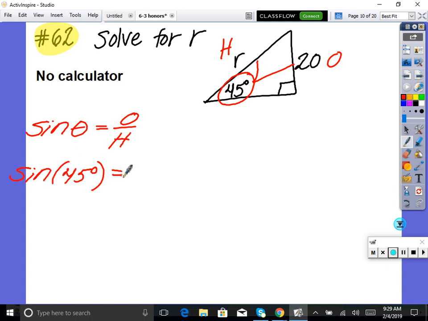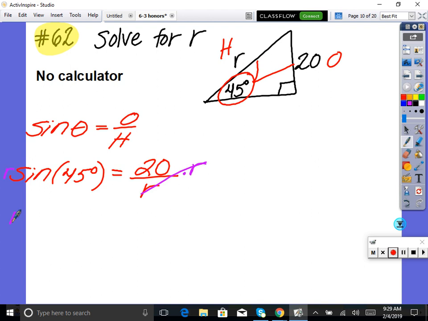My opposite side is 20. My hypotenuse is r. Now, I don't know why people get freaked out when they see this, because it's just algebra to get r alone. People go, I don't know how to get r alone. So I'm just going to go ahead and divide by 20. But that would not make sense algebraically. We're way more advanced than that algebraically. What's the first step to get r alone? Times by r over to the other side.